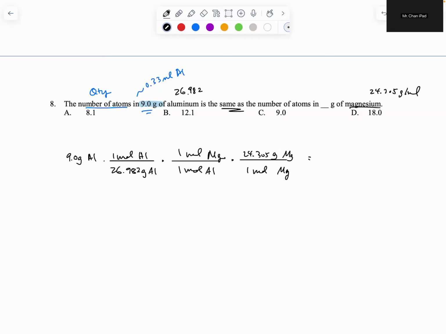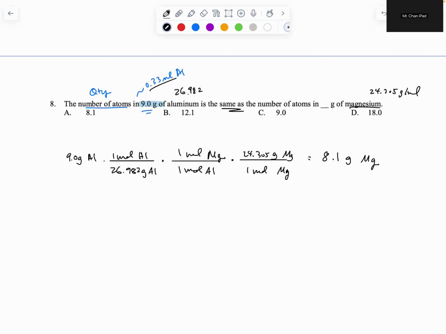9 divided by 26.982 is 0.333555, so right at our approximation. And then times 24.305, because that is the same number of moles, that should be 8.11, no, just 8.1, because 2 sig figs only, grams of magnesium. That's it.